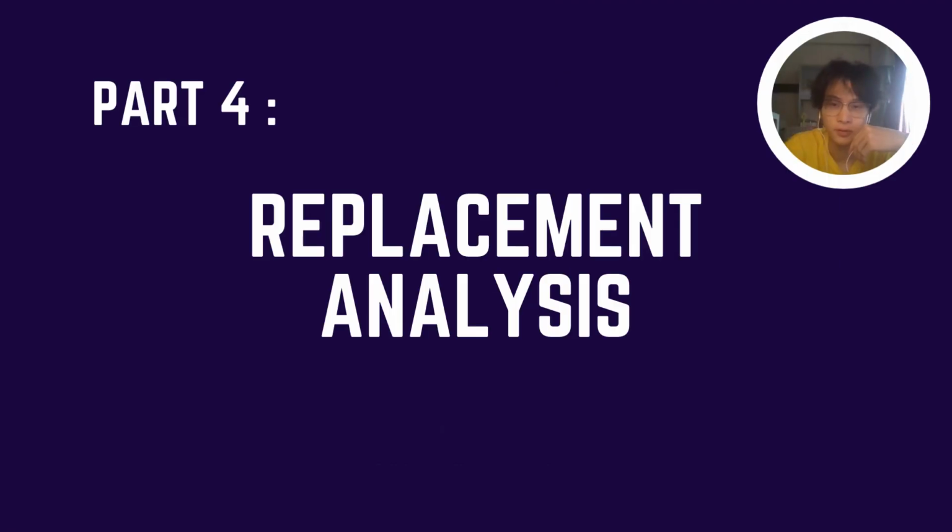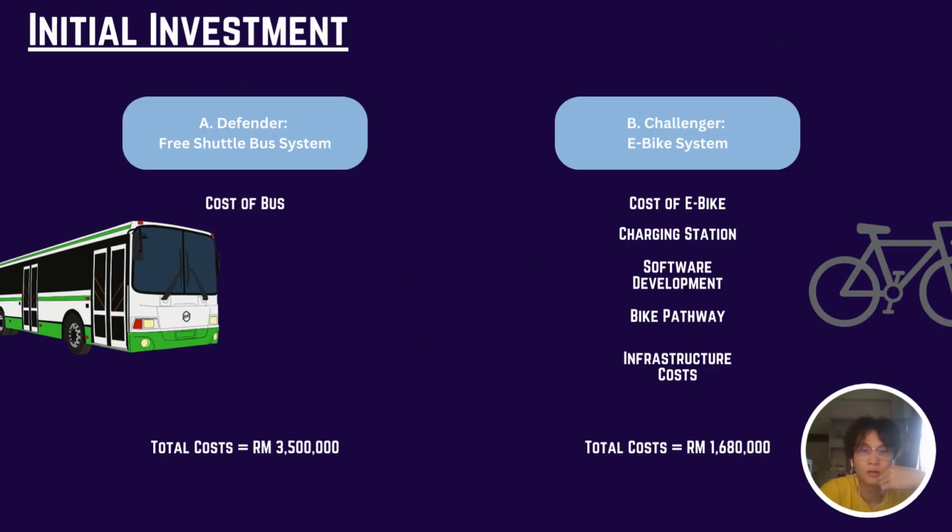So for this part, we'll be speaking about the replacement analysis for this project. The defender will be the existing transportation system, which is the free shuttle bus service, and then the challenger will be the e-bike system. Okay, so for this part, we'll be speaking about the initial investment for both of the systems first. The defender, which is the free shuttle bus system, will only have one cost, which is the cost of the bus. For 10 buses, the total cost will be 3,500,000.